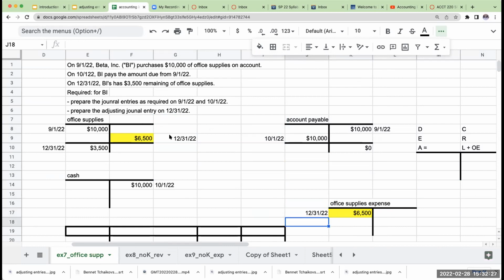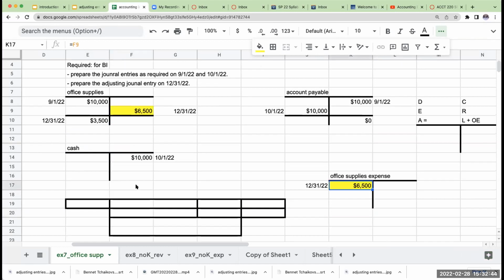Right? So again, first step, how much do I have in there to begin with? Second step, what's the remaining amount? Remaining amount is 3,500. How do I get from here to here? 10,000 is not equal to 3,500, but 10,000 minus 6,500 is 3,500. Credit office supplies, debit office supplies expense.